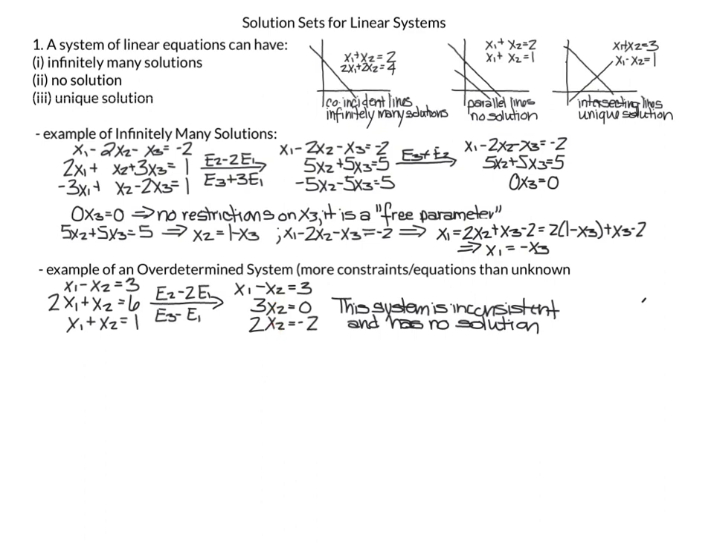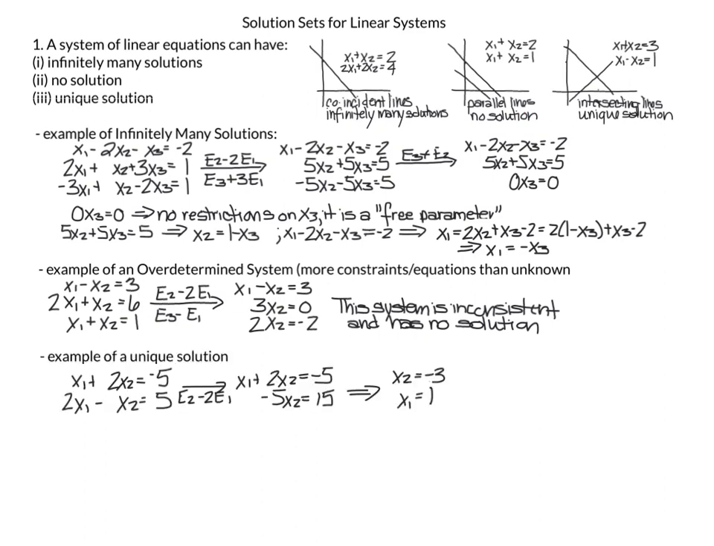So there's no way that this system of equations has a solution; there's no x2 that can satisfy both the second and third equations. So the second and third are inconsistent, and the system of equations has no solutions. There are other examples of no solutions that are not overdetermined. For example, x1 plus x2 equals 2 and x1 plus x2 equals 1 is also not overdetermined, but there is no solution.